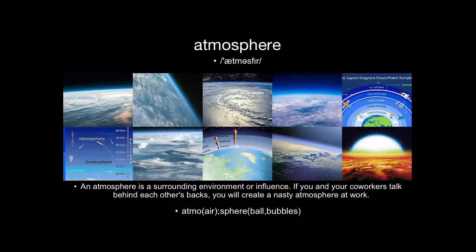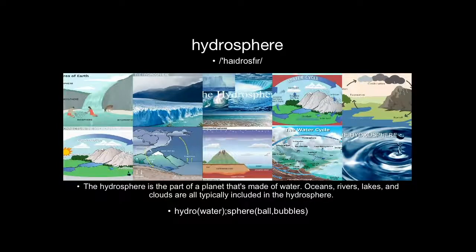Atmosphere. An atmosphere is a surrounding environment or influence. If you and your co-workers talk behind each other's backs, you will create a nasty atmosphere at work. Hydrosphere. The hydrosphere is the part of a planet that's made of water. Oceans, rivers, lakes, and clouds are all typically included in the hydrosphere.